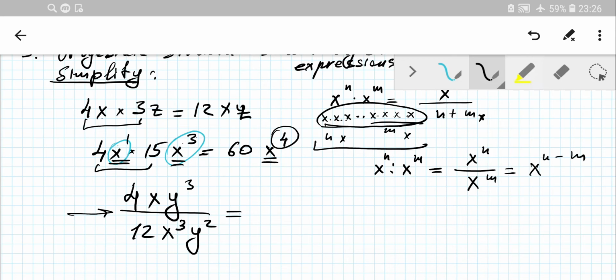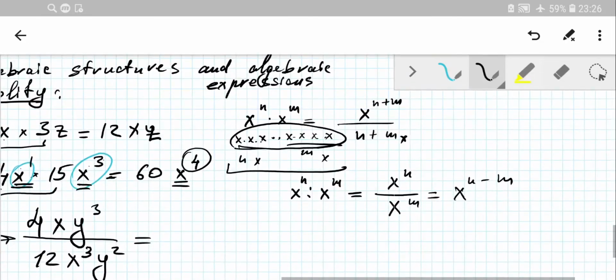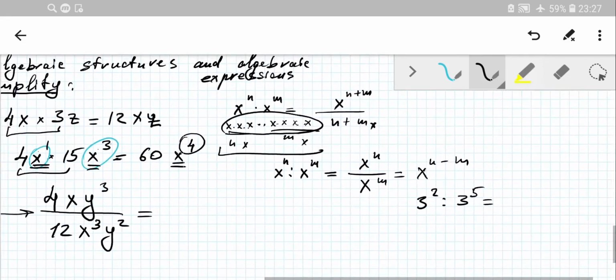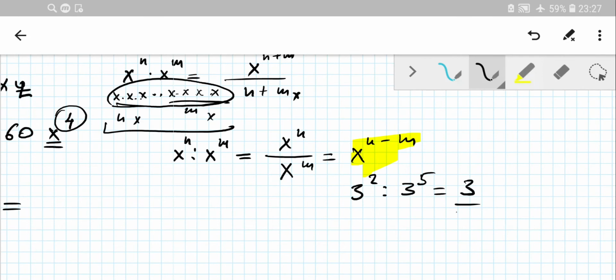For example, I can give you some examples of how to work with division. Let's say you have 3 squared and you divide by 3 to the power of 5. So if you use this property, you'll get the following. You take 3 unchanged, according to the rule, and you simply subtract n minus m, so 2 minus 5. Finally, you'll get 3 to the power of negative 3. But what does it mean, you might ask me.